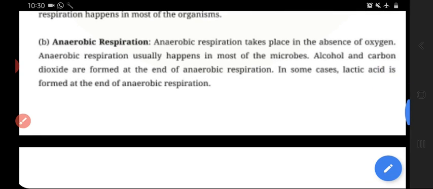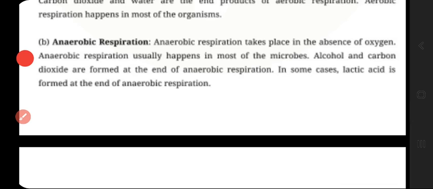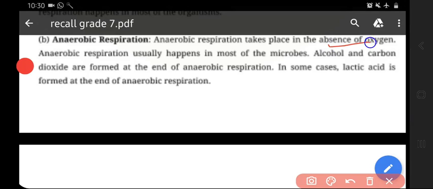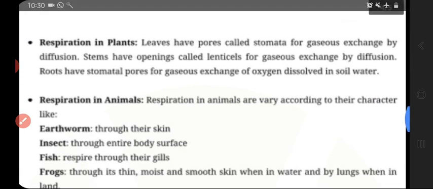Anaerobic respiration takes place in the absence of oxygen. The condition is without oxygen. Anaerobic respiration usually happens in most microbes. Alcohol and carbon dioxide are formed at the end of anaerobic respiration. In some cases, lactic acid is formed at the end of anaerobic respiration.